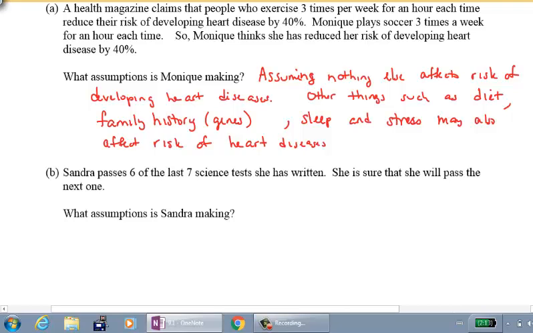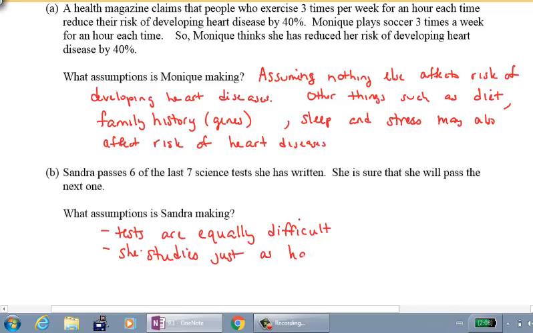Alright, next one. Sandra. She passes 6 of the last 7 science tests. Yay! So she's sure that she'll pass the next one. So what assumptions is she making now? Well, perhaps she's assuming the tests are all equally difficult. And that might be the case, but might not. Okay? She's also assuming she studies just as hard. So these are just 2 assumptions. You might have more, but there are many other assumptions that you're assuming before she can make that conclusion.